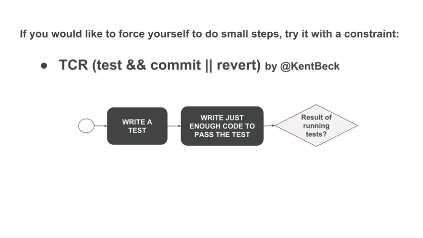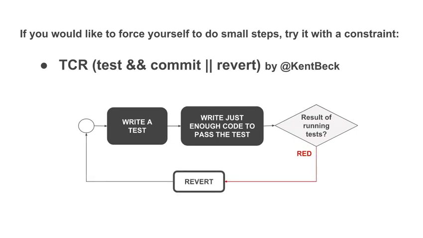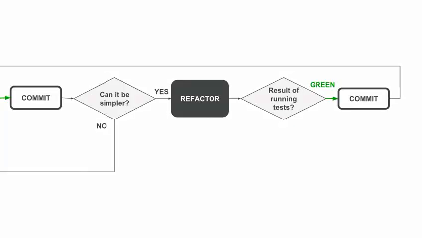If you would like to force yourself to do small steps, try it with a constraint. For example, TCR, Test and Commit or Revert by Kent Beck. In the moment we check the result of running test, if red, we revert all the changes, test code and production code. And the same for the refactoring step. In the moment we check the result of running test, if red, we revert all the changes.